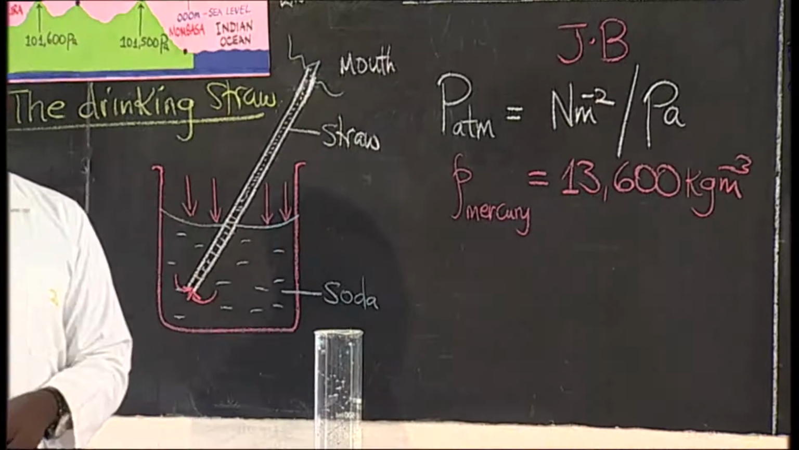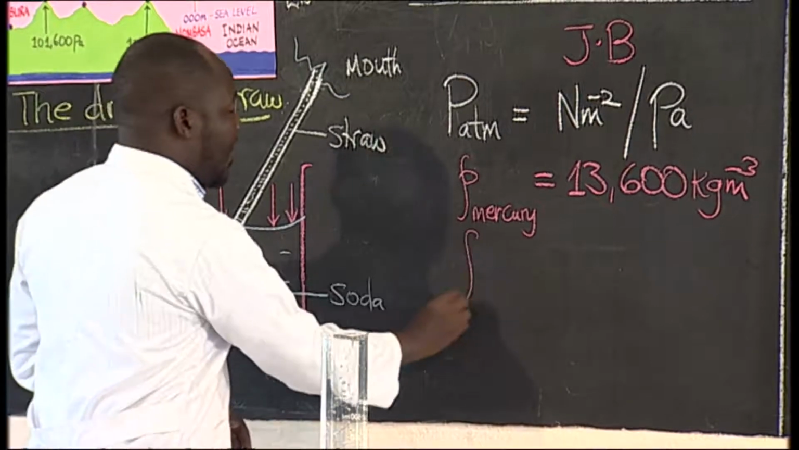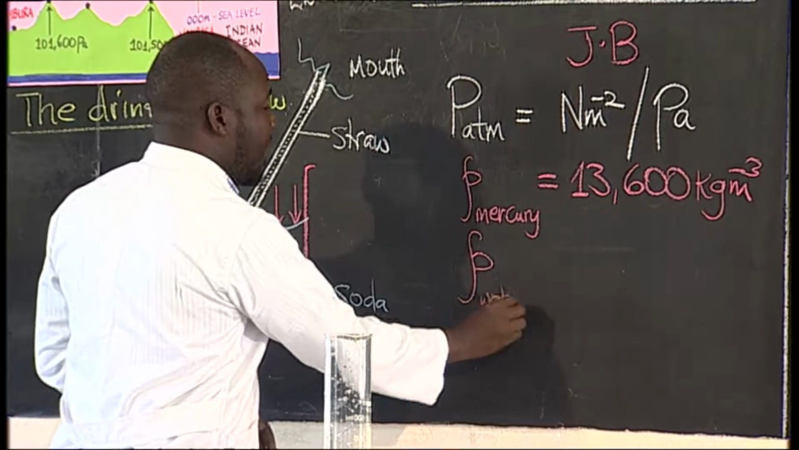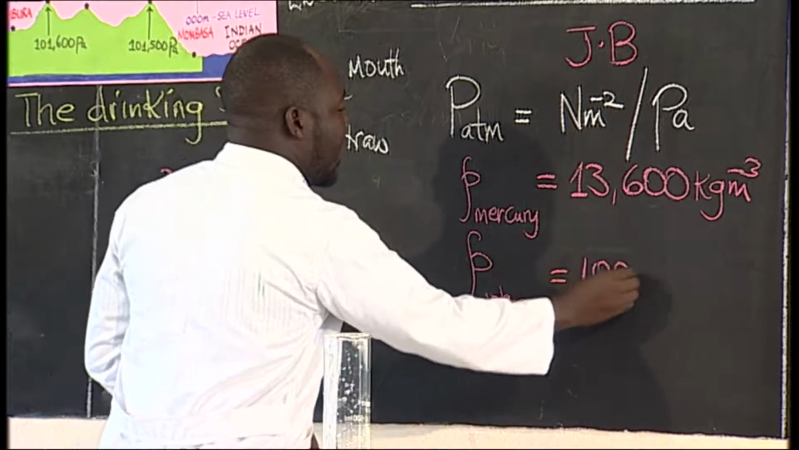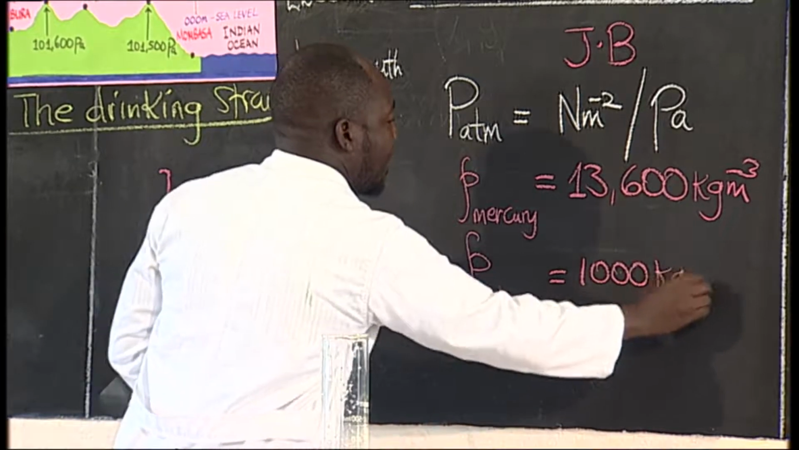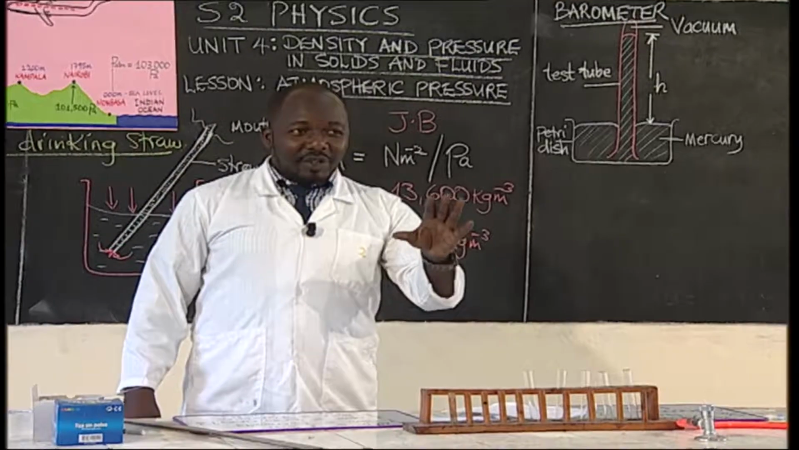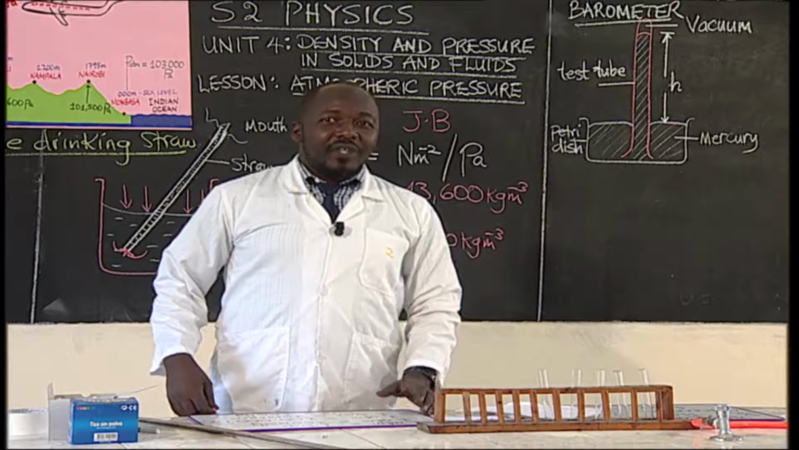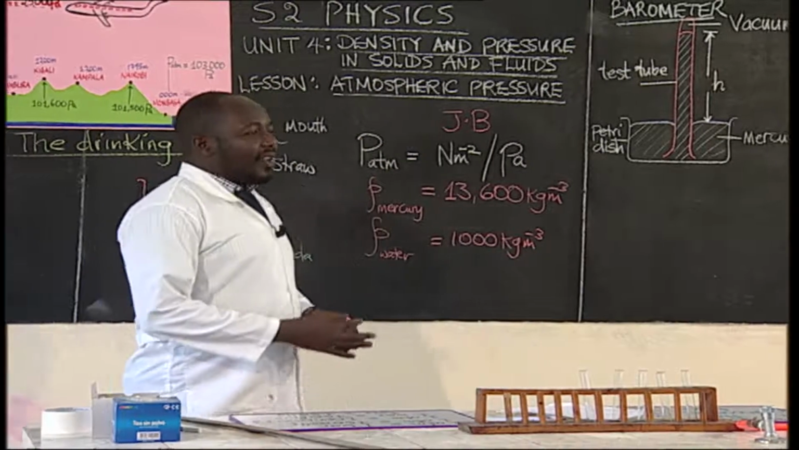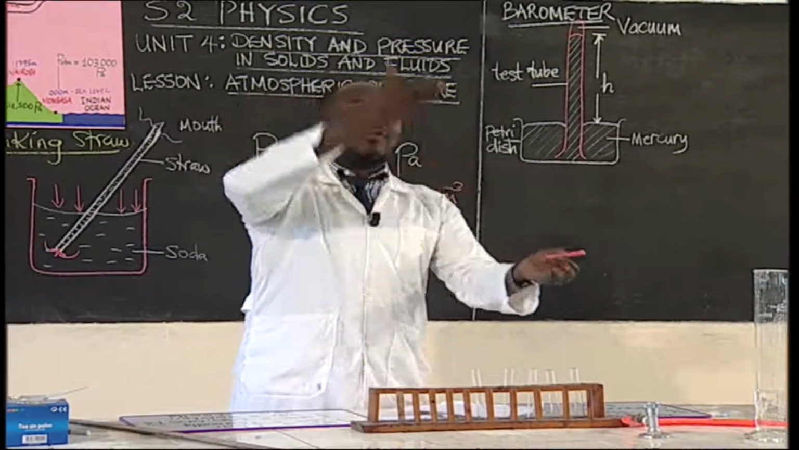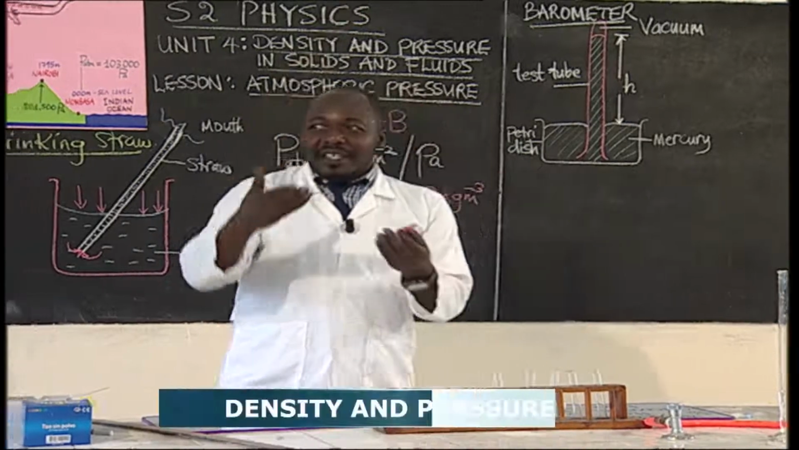That's the density of mercury. But what about the density of water? The density of water is about 1,000 kilograms per meter cubed. Do you remember it? You should remember that. So if we use water, the height which can be supported is very high because the density is low.